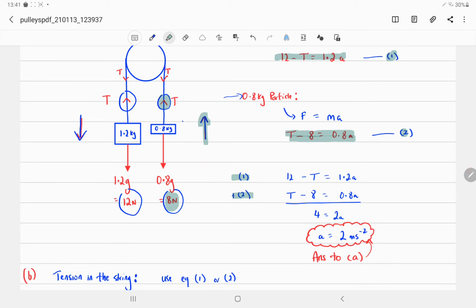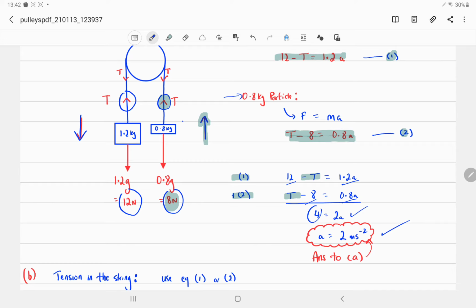Add the two equations together. 1 plus 2, these go away. So then you have 12, add minus 8 gives us 4. 1.2a plus 0.8a gives us 2a. So the acceleration of each particle, therefore of the whole system, is 2 meters per second squared.